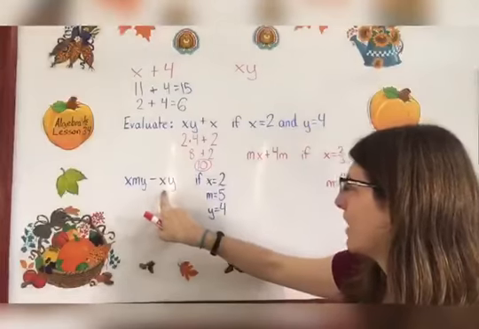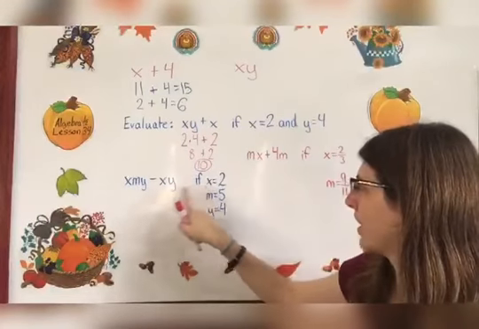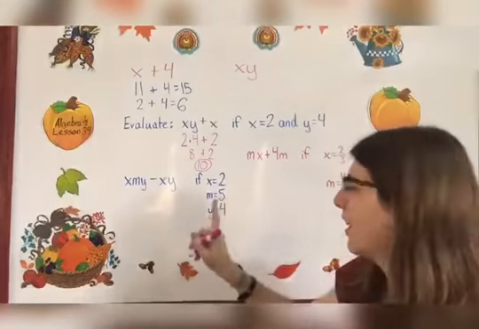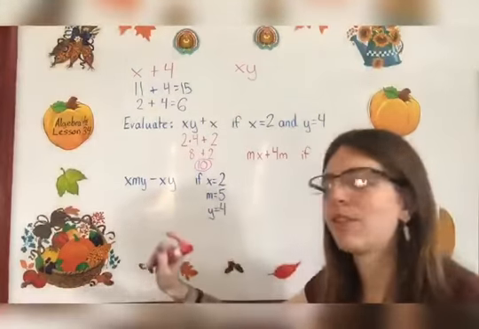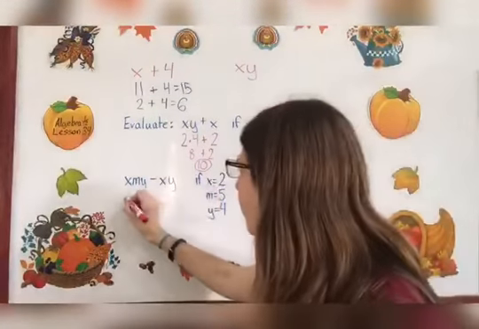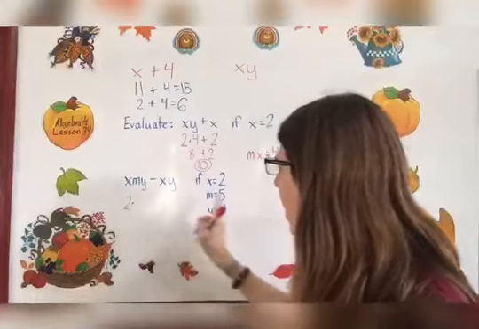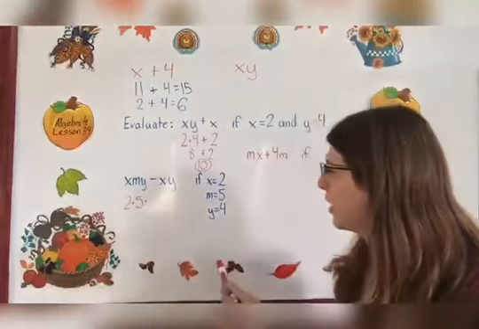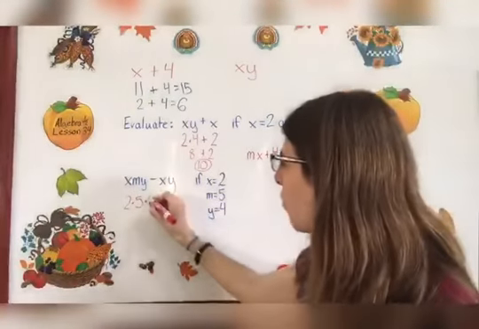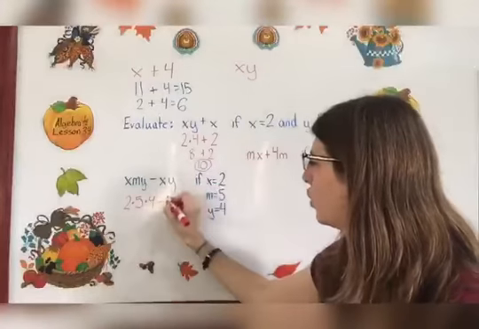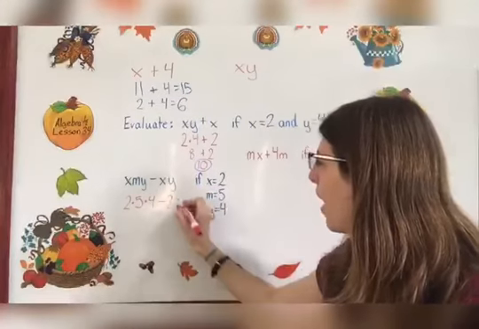xmy minus xy. If x equals 2, m equals 5, y equals 4. So let's start plugging our numbers in place of our variables. So I have x and y. Well, I know x is 2, m is 5, I need my multiplication symbol in between each number, and y is 4. Minus x is 2, and y is 4.